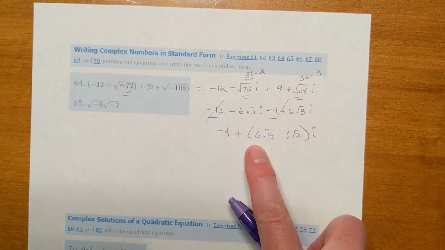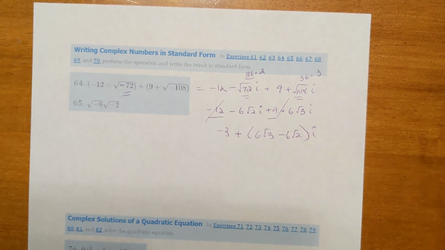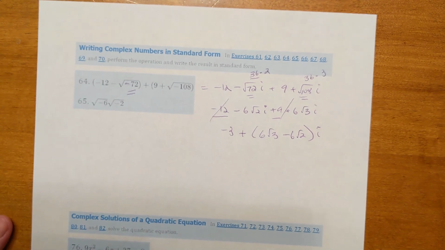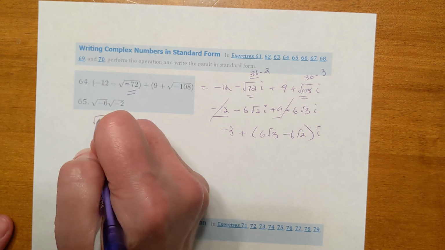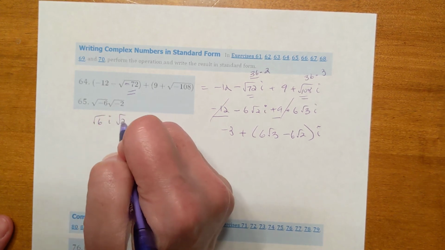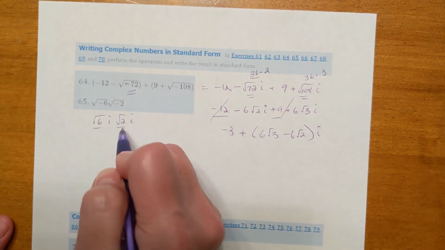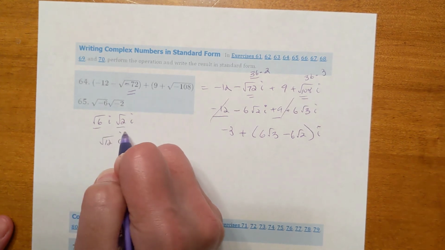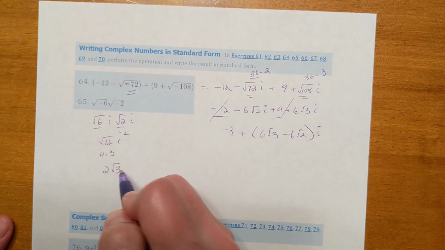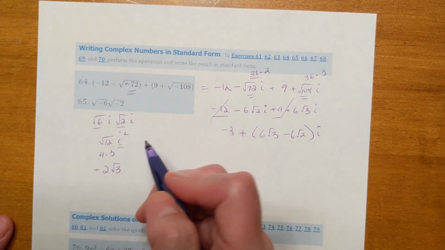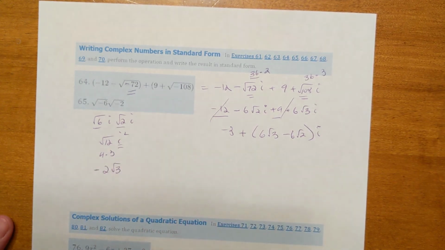They're both times i. All right, 65 is interesting. I don't think your calculator will help you with it. Put the i outside it, so it's radical 6i and radical 2i. So the radicals make radical 12i squared, and 12 is 4 times 3, so that's 2 radical 3, and it's negative because i squared is negative. So the whole answer is negative 2 radical 3.